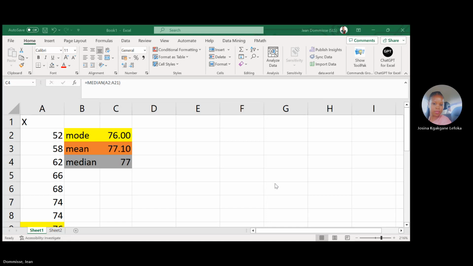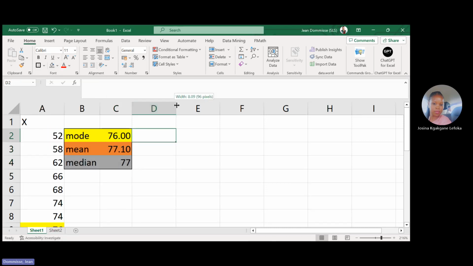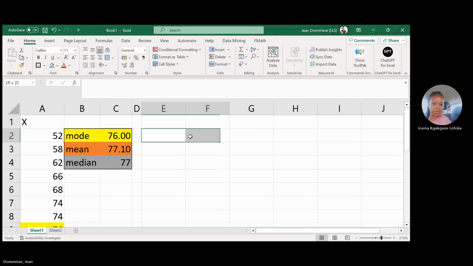So the next few things that we need to look at now are your standard deviation, variance, and range. So let's do that in the next box. We can look at that, make that smaller. So let's look at it in this box.